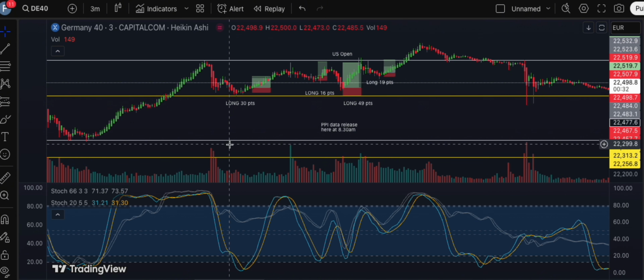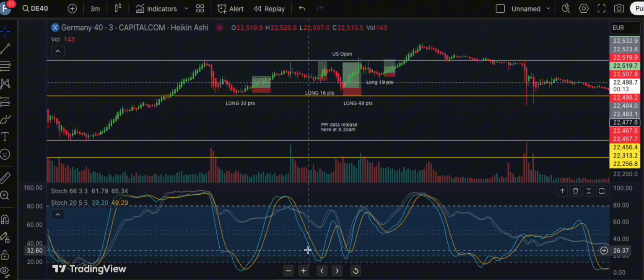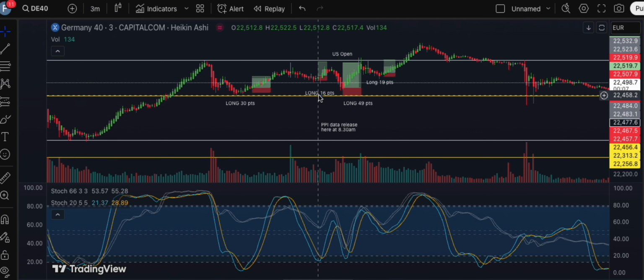for very precise entries. And the second trade, the price pulled back here, indicated by the stochastic, to the key support level and dipped slightly but remained in the bullish territory. So I entered another long position, resulting in a 16 points gain here.